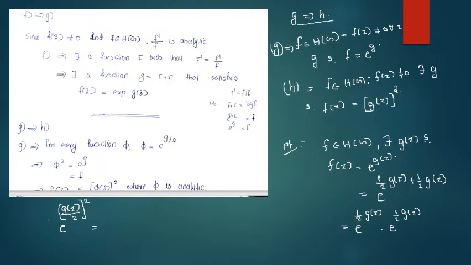That means e raised to g of z by 2, the whole square, and e raised to g of z by 2 can be taken as some h of z, so we will get h of z the whole square. So ultimately f of z equals some analytic function h of z the whole square. Hence the proof of the part G implies h.